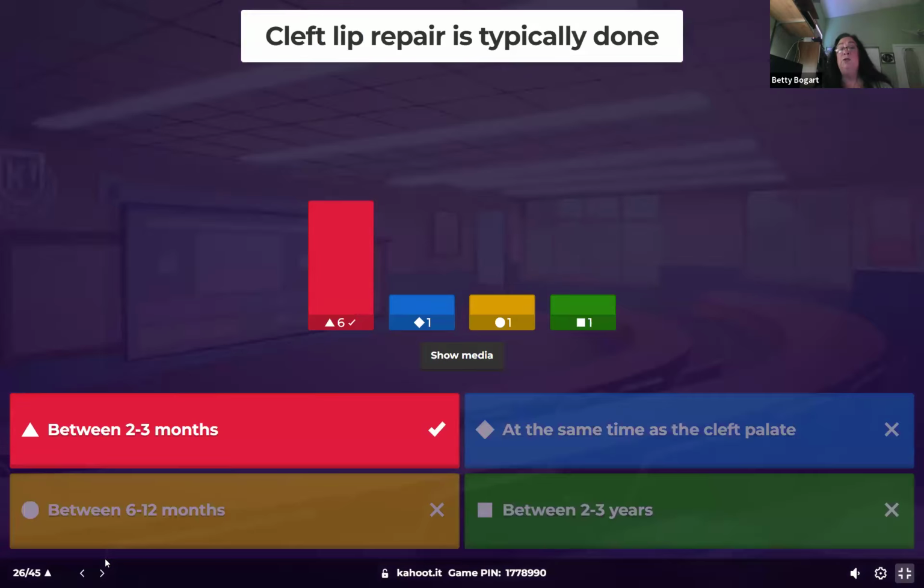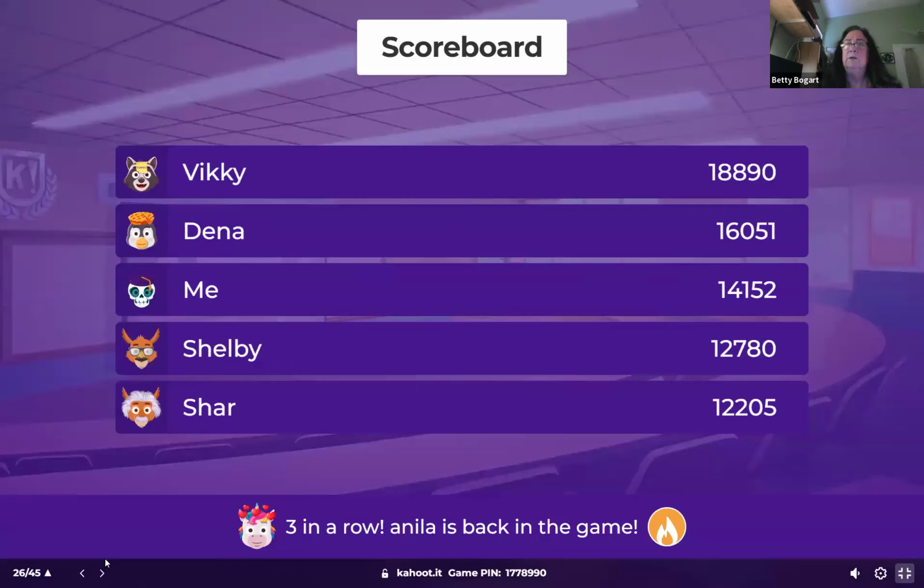It's between 2 to 3 months because we want to get it as quick as we can so that infant can put their lips around a bottle and at least try to attempt that suck. If they don't have a palate, it will work at that point and they'll be able to feed themselves.